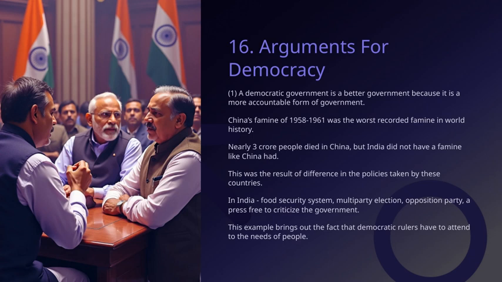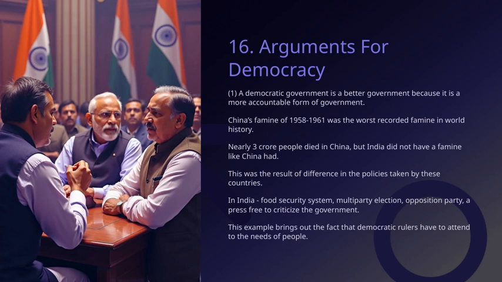For example, let's look at the famine in China from 1958 to 1961, which was the worst recorded famine in world history. Nearly 3 crore people lost their lives there. In contrast, India, despite facing many challenges, did not experience a famine on that scale during the same period. The key difference lay in their policies.